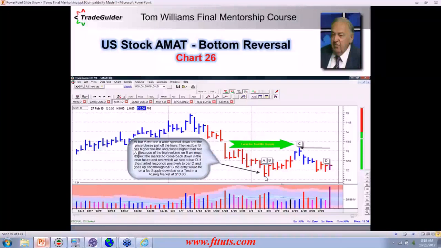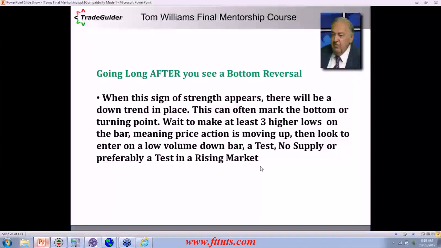No, that is very true, Tom. So here's a good example, look, of a reversal. And again, you'll often see these happening, especially in the currencies. They do this, where the wide spread down, next bar closes up or near the top of the bar. So when you see the bottom reversal, there'll probably have been a downtrend behind you. Wait to make at least 3 higher lows on the bar, meaning price action is moving up. Then look to enter on a low volume down bar, a test, no supply, or my favorite signal, which we'll get to, a test in a rising market.